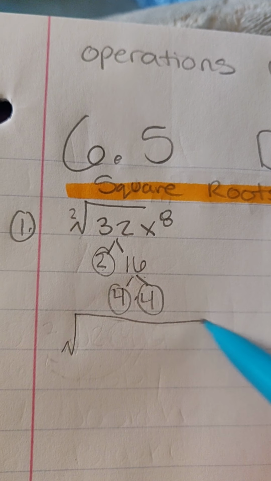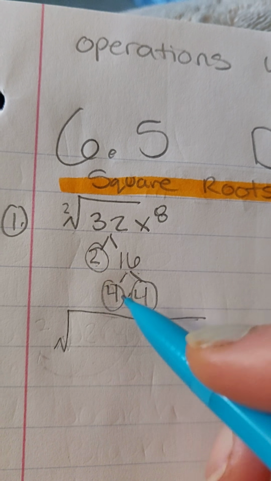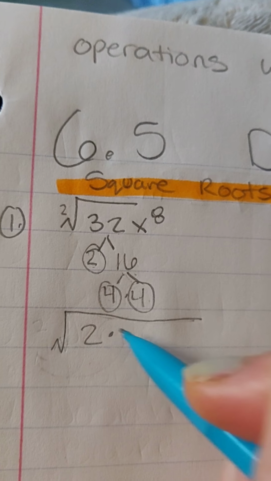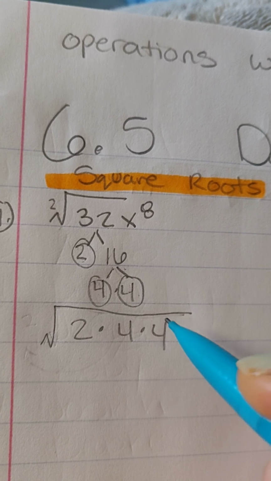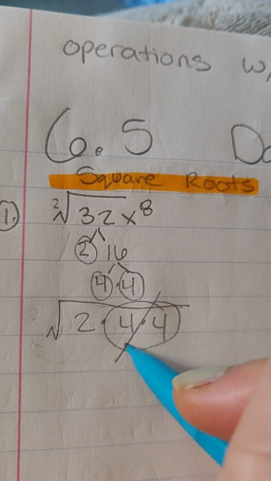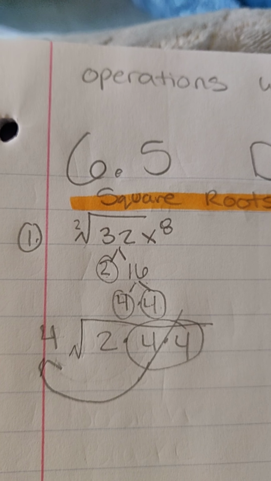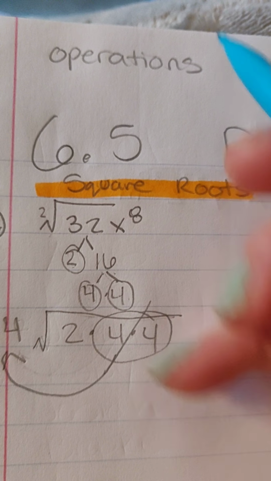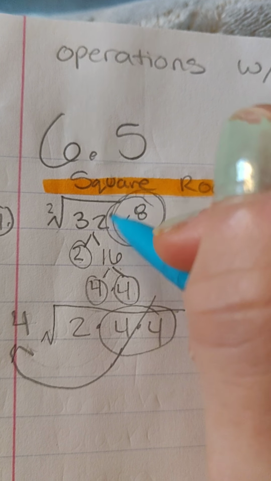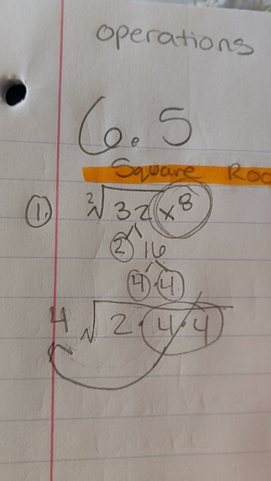So I can put them under the square root. So I have 2 times 4 times 4. There's my two numbers that are the same. Those cancel out and bump to the outside. So I've got my 4 here. So I have 4 root 2, but I still have to do something with x to the 8th power.